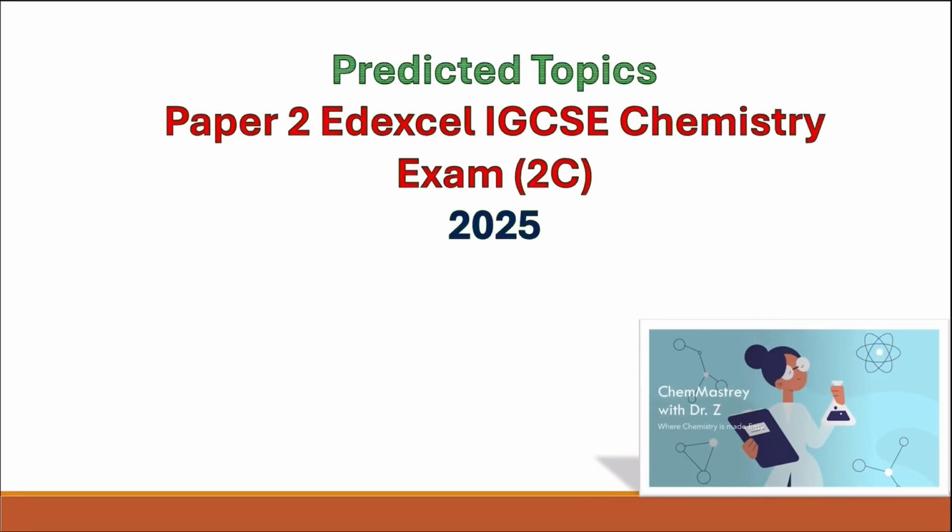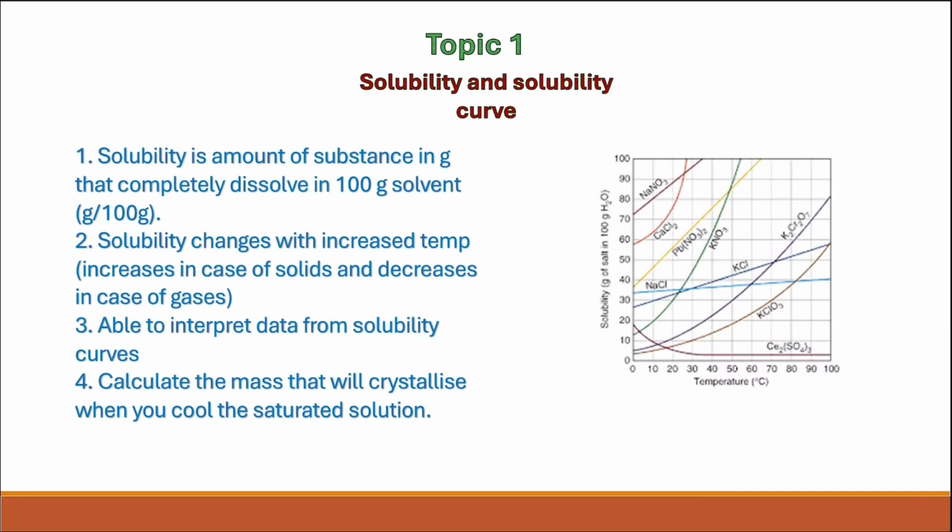These are my predictions for paper 2 Edexcel IGCSE Chemistry Exam 2025, and this is for paper 2C, not for the 2CR. The first topic is solubility and the solubility curve. This topic hasn't been in the exam lately, and it used to be one of the hot topics in paper 2. So my prediction is that it might be, or please consider that it might be in the exam this year.